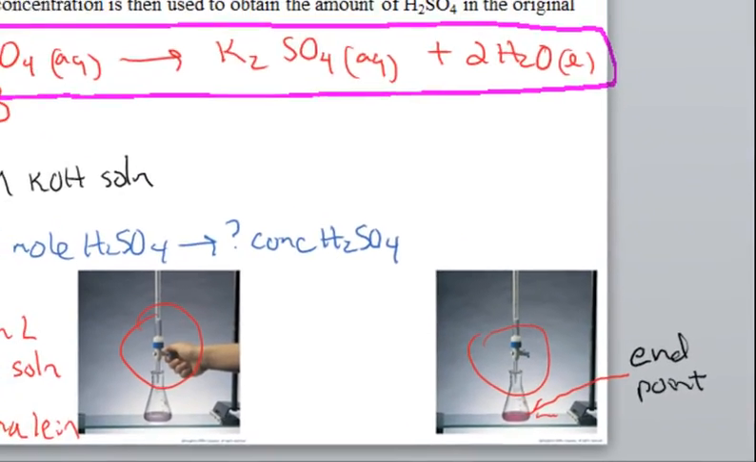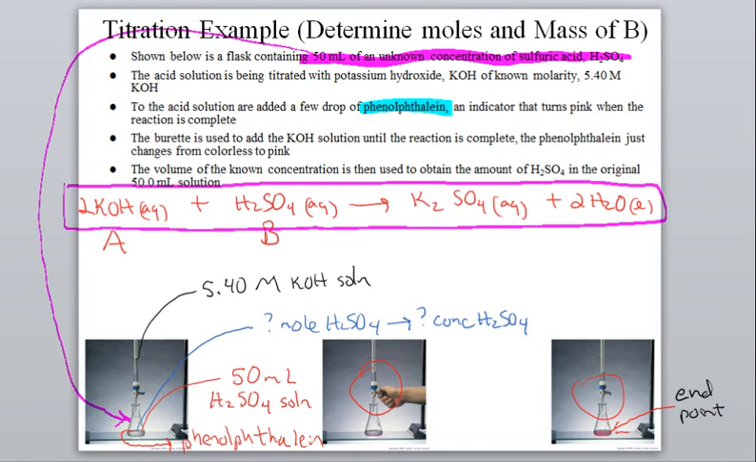This end point is when you've added enough of the A to completely react with all the B. And for this neutralization reaction, this is when you've added enough of the base to neutralize all the acid. Once the sulfuric acid is gone, the solution turns pink and remains pink. When you reach the end point, using your values from the burette, you can calculate how much KOH solution, or whatever your B solution is, how much of that was added.